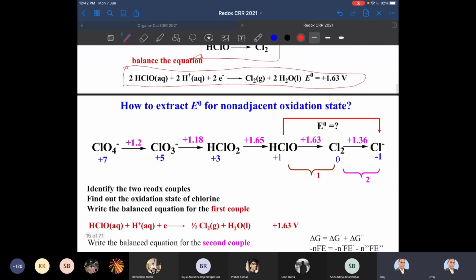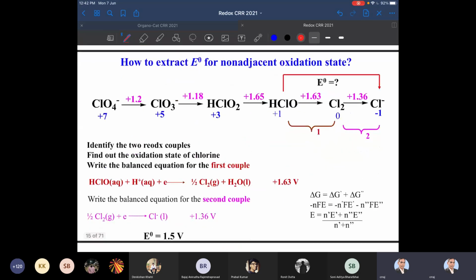Now, going to this one, what we have here is how to extract the potential of a non-adjacent species. Look at it carefully, please don't overlook it. It's quite straightforward. Most students overlook it, and then at the end of the day they make a mistake. Now look at here. How do I do that?